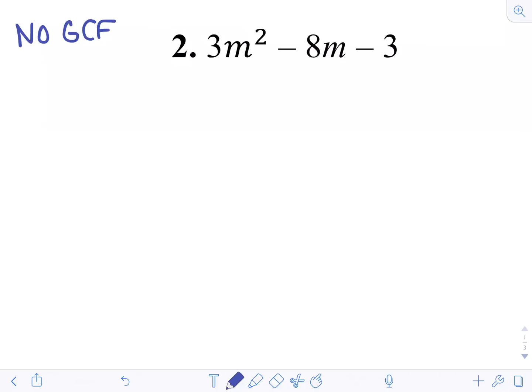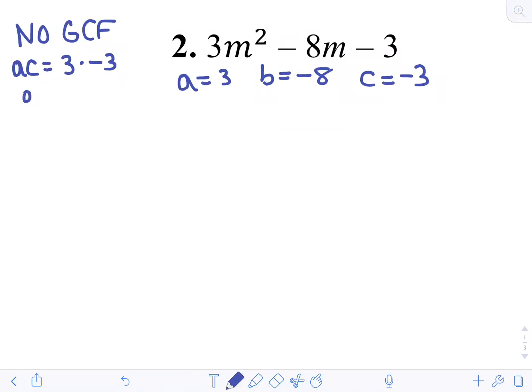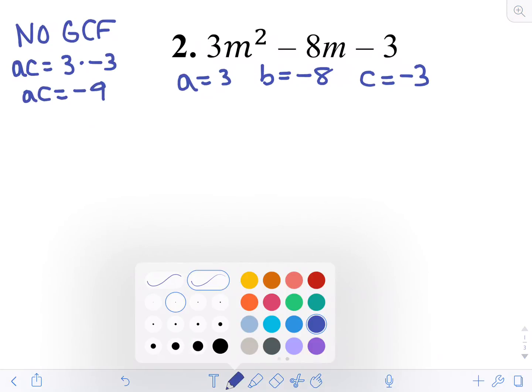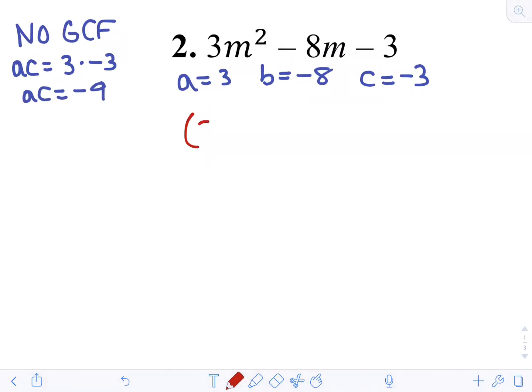Second step to do then is A, B, C. Label your numbers. So A is 3, B is -8, C is -3. Okay, so we have the AC method. That means you're going to do 3 times -3. So AC is equal to -9. I know that my answer is going to be 3m plus or minus something. 3m plus or minus something. So let's figure out what those little somethings are.